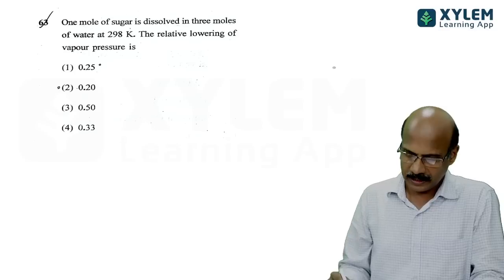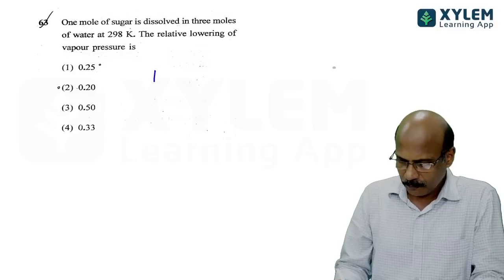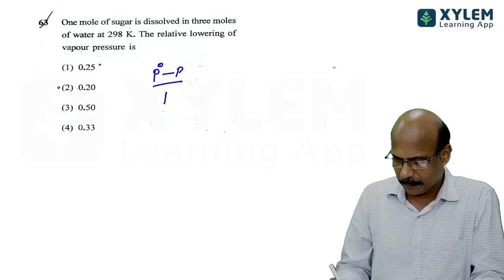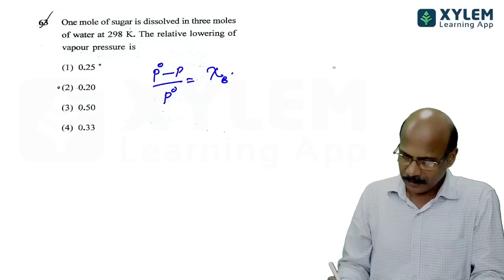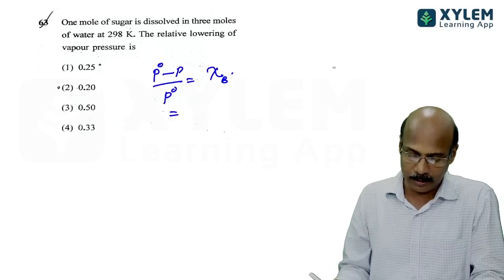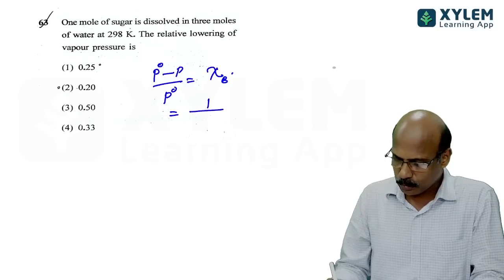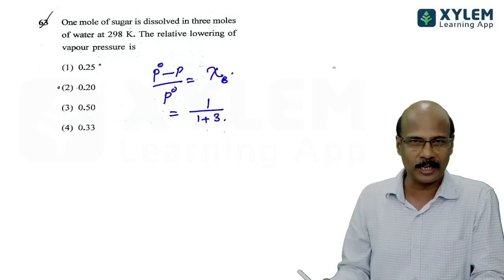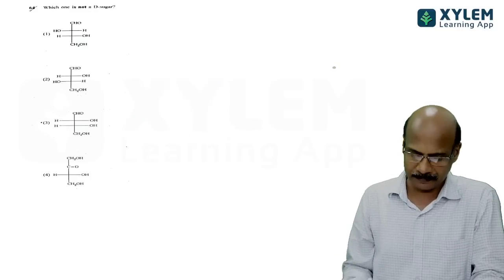What is asked? Here asked is the relative lowering of vapor pressure. We know that (P0 minus P) by P0 is equal to the mole fraction of solute. What about the solute here? 1 mole of sugar is added to 3 moles of water. What is the mole fraction of solute? The number of moles of solute divided by the total number of moles. The total number of moles is 4. So 1 by 4 is 0.25.